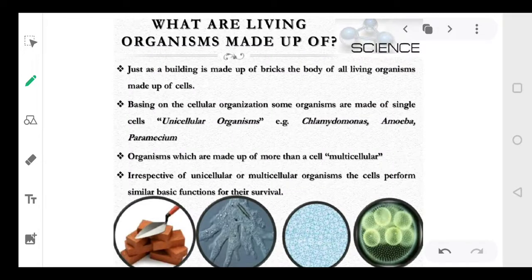Then comes the important points. See, whenever we want to construct a wall, we will always require certain basic materials, like bricks and cement, isn't it? In the same way, if you want to construct a living being, we will require cells. So all living beings are made up of cells.